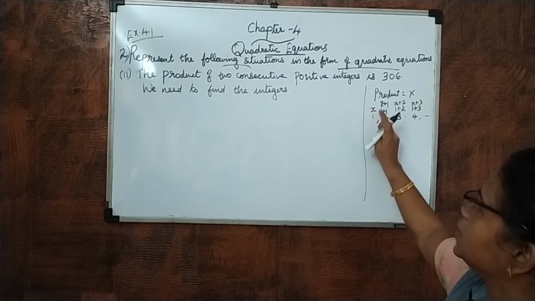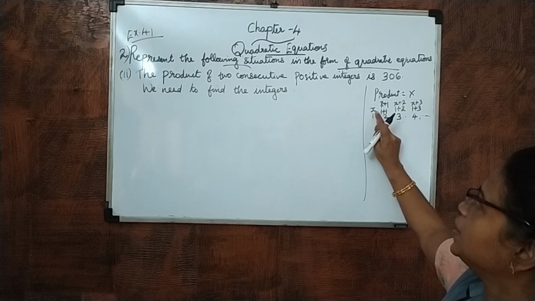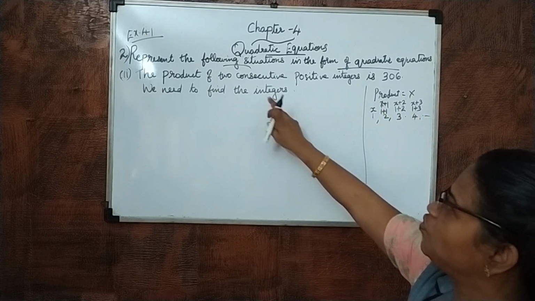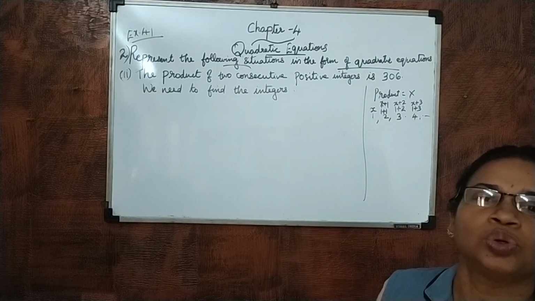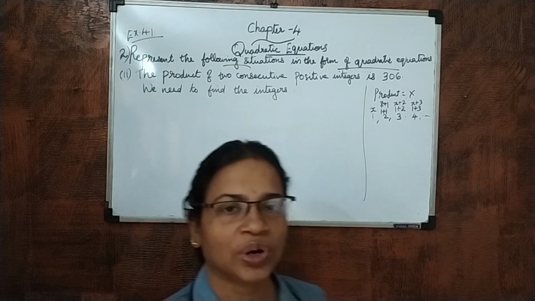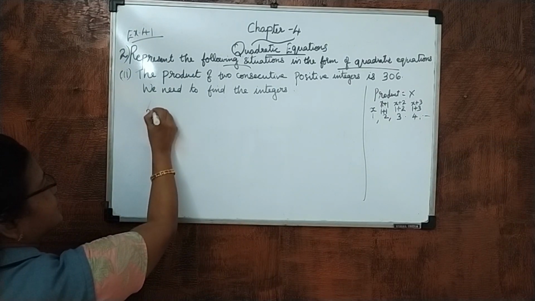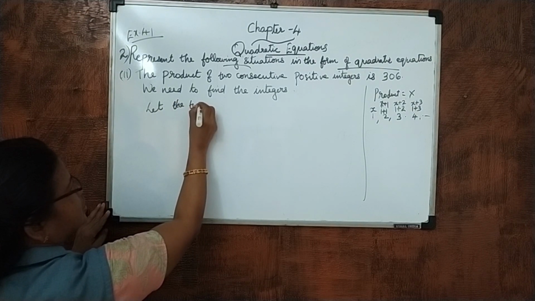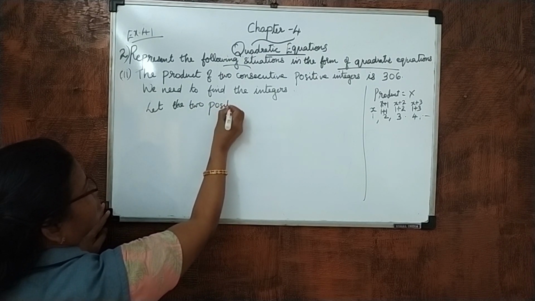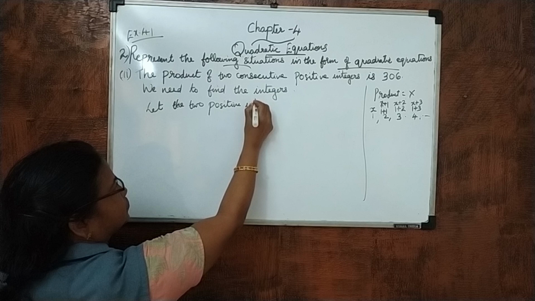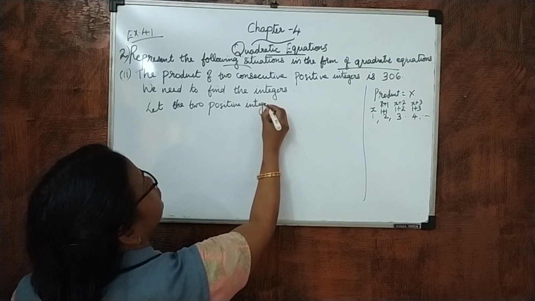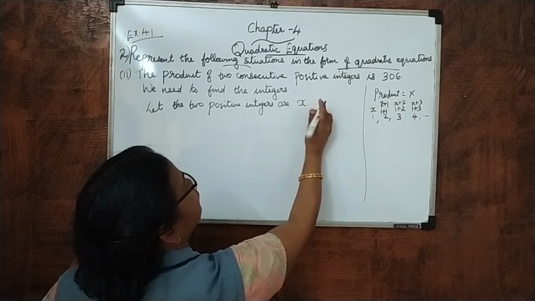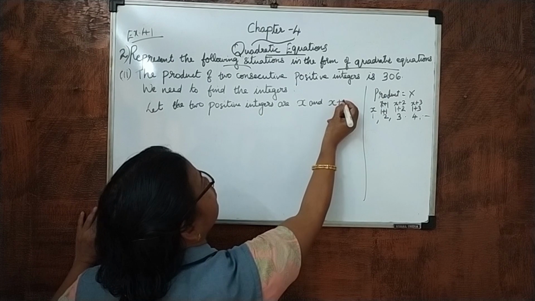So the main points are product, multiplication, and the consecutive integers are x, x plus 1, x plus 2, etc. And we want how many integers? Two consecutive integers. So what do we have to write then? We have to start with: let the two positive integers be x and x plus 1.